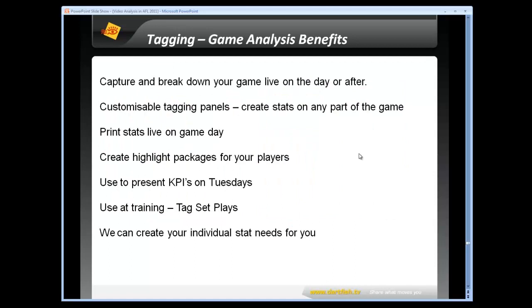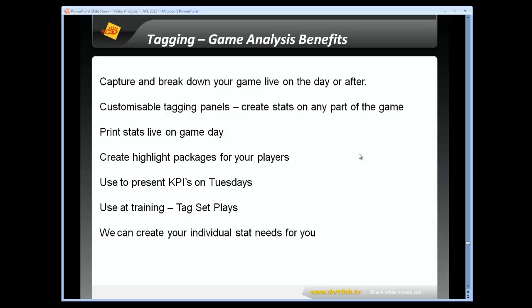Let me quickly go through what can happen with tagging. I know Goose covered this briefly. You've got the ability to capture and break down your game live or afterwards. You can customise tagging panels and create stats on any part of the game.